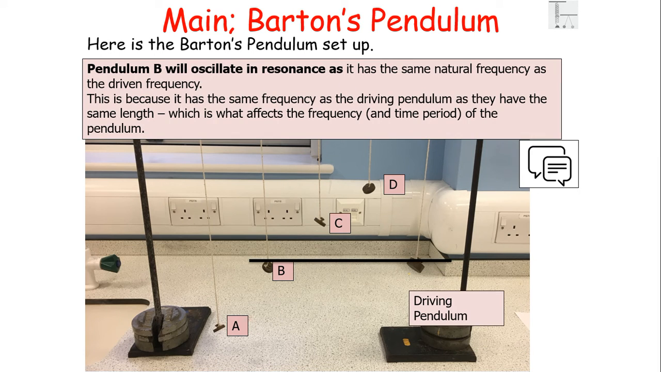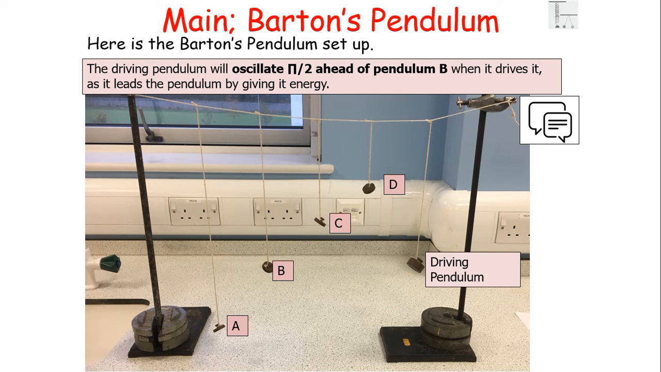So pendulum B will oscillate in resonance as it has the same natural frequency as the driving frequency. That's because it has the same frequency as the driving pendulum, as they have the same length of string, which is what affects the frequency and time period of the pendulum. Now the driving pendulum will oscillate pi over 2 radians ahead of pendulum B when it drives it, as it leads the pendulum, giving it energy.